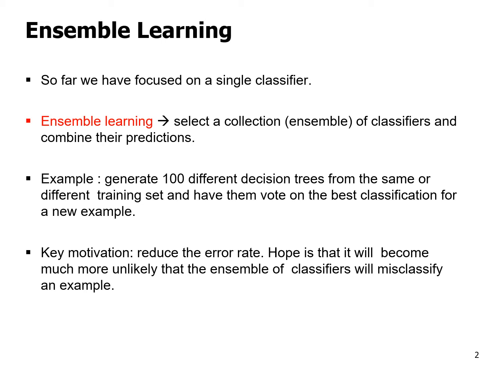So for example, in decision tree, instead of constructing a single decision tree, we may generate 100 different decision trees, and then we have them vote on the best classification for new data. Each decision tree makes a classification, and then we combine the results, and that result becomes the final output. So that's the idea of ensemble learning.